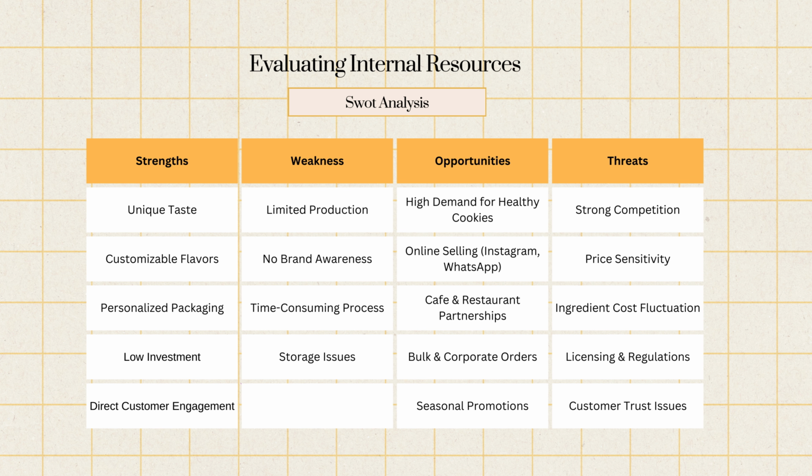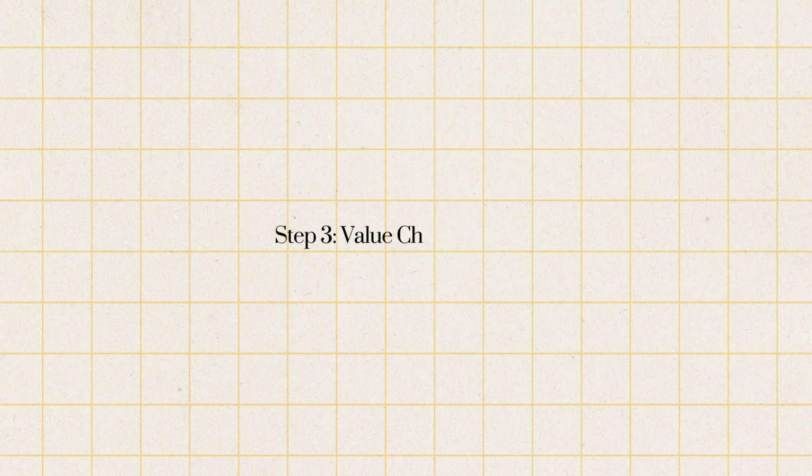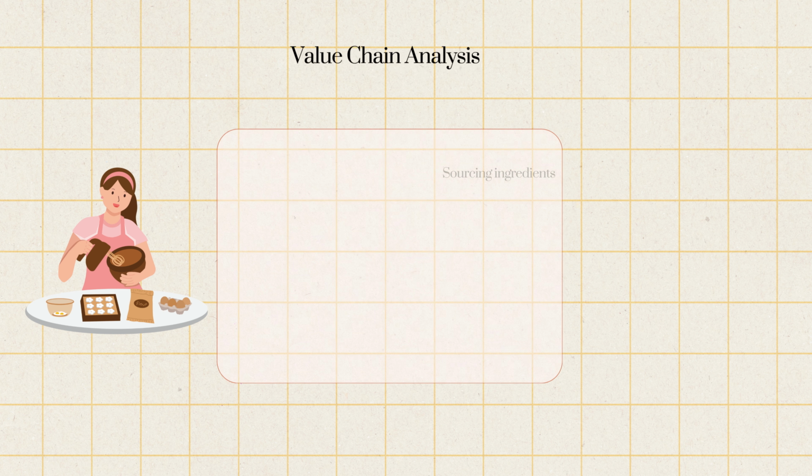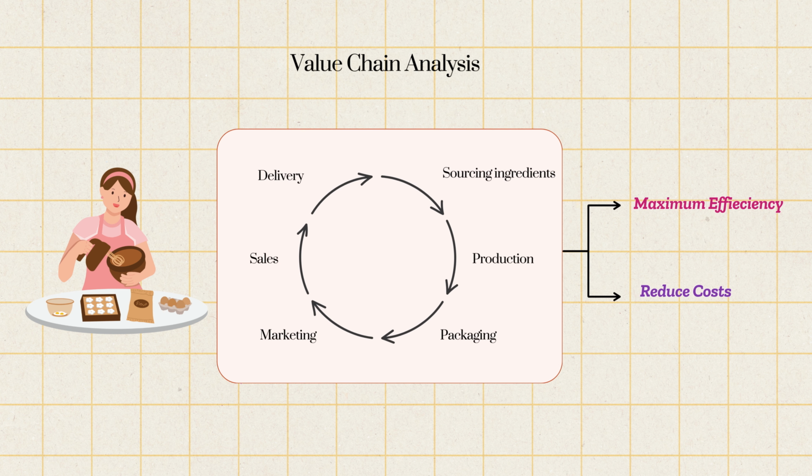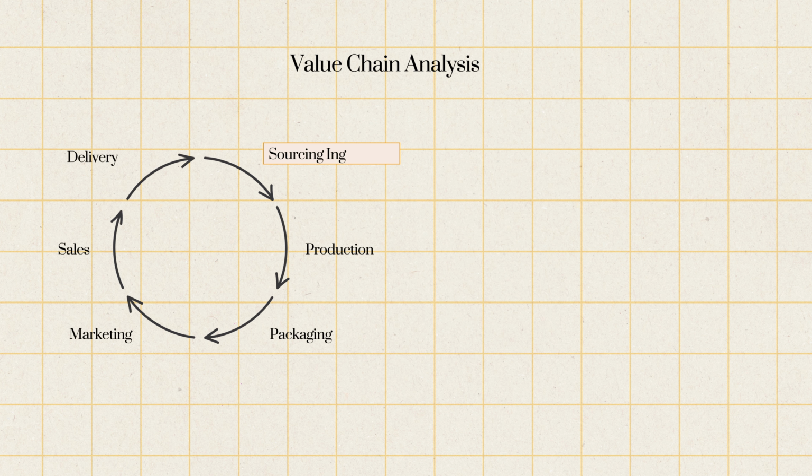Now that she has analyzed her business internally, the next step is value analysis. This process helps her maximize efficiency while reducing costs. Throughout the process, she focuses on increasing efficiency and minimizing expenses while maintaining quality. Let's dive deeper into the process, starting with sourcing ingredients.